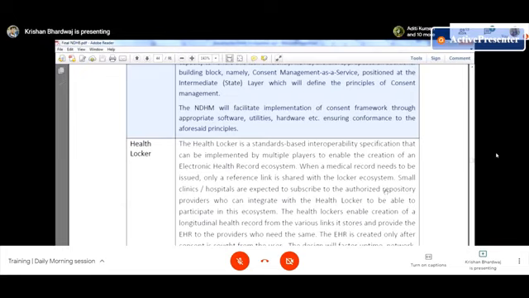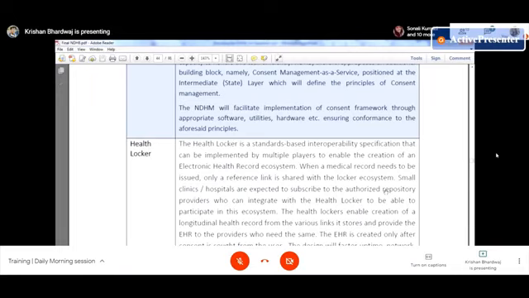So basically, one more thing they are talking about is that small clinics and hospitals are expected to subscribe to the authorized repository providers who can integrate with the health locker to be able to participate in this ecosystem. So they're clearly talking about authorized repository providers, number one. And all the access to the PHR will happen through the authorized providers. So all the hospitals and small clinics will be subscribing to the repository providers, and these repository providers will be integrating with the health locker. It is not direct integration between the hospital and the health locker per se. This is what NDHB is talking about. I'm reading in front of you.